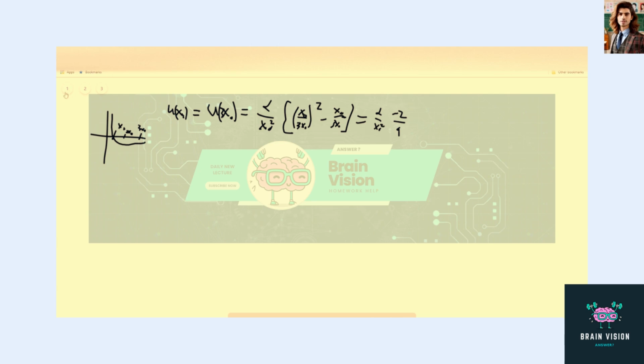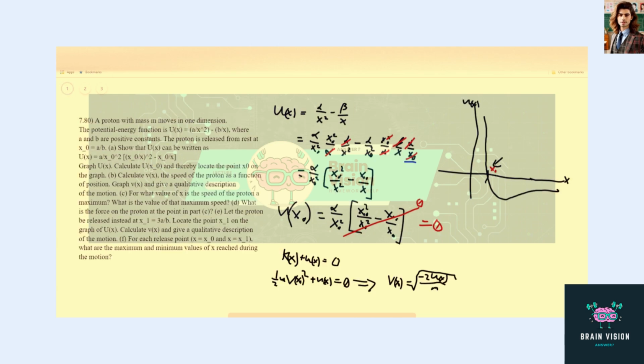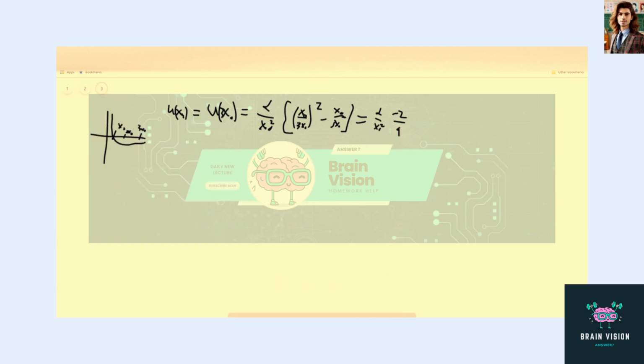Okay, what was the next question? Calculate Vx and give a qualitative description of the motion. Okay, so we're going to do the same thing as before when we had the conservation of energy written out. We have 1/2 m Vx squared plus u of x. At this point, however, we've already determined what that value is at that point, x1 or 3x0. That's going to give us a potential energy equal to this. So alpha over x naught squared, -2/9.